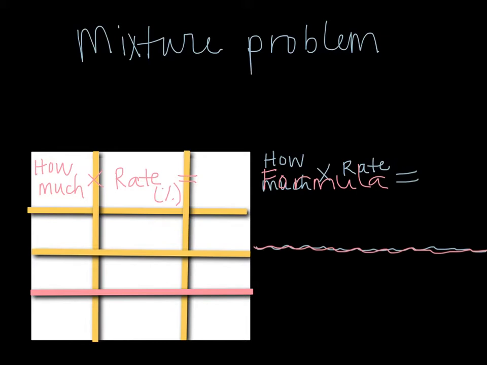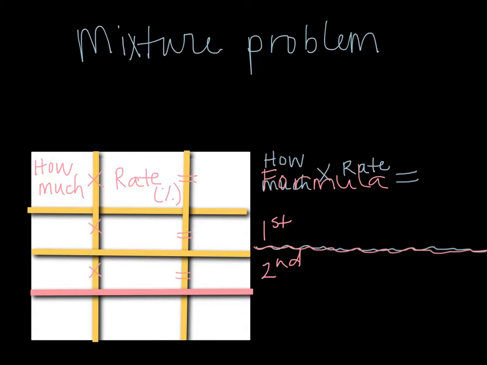This second row and this third row are going to represent the two separate quantities you've got. So this is the first item that you're mixing, this is the second item that you're mixing. For example, the first bank account we look at, how much is put in at what rate? The second bank account we look at, how much is put in at what rate? Does that make sense?